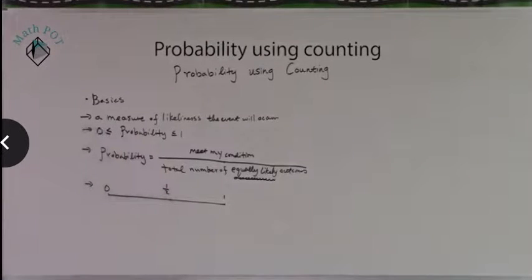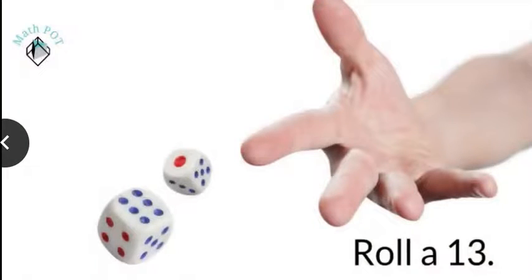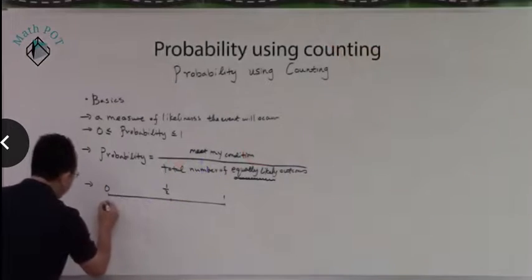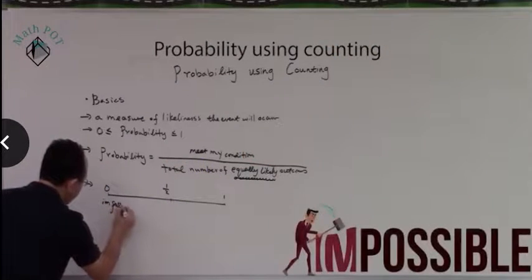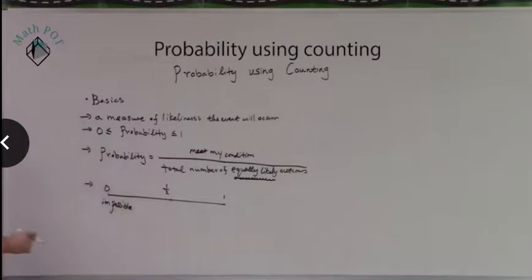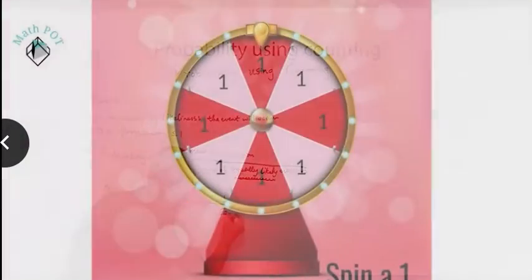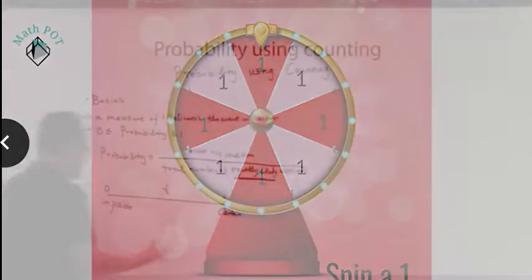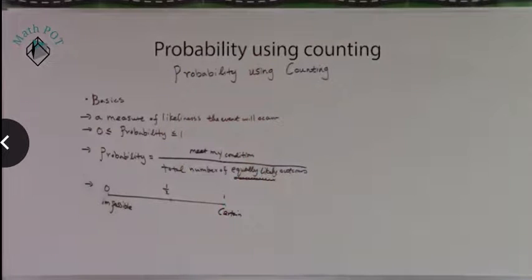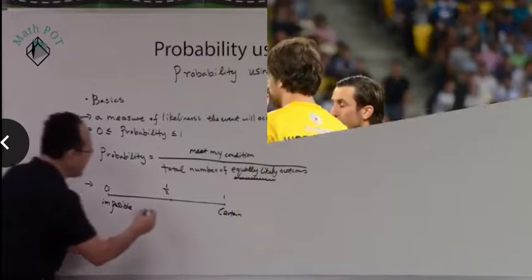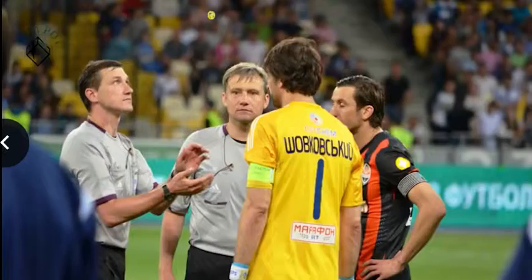If probability equals 0, that means this event will not happen. It is impossible. That is very easy to understand. The probability equals 0, that means it cannot happen. How about probability equals 1? That means it's for sure. It will happen. This is certain. How about probability equals half? That means this is an even chance.